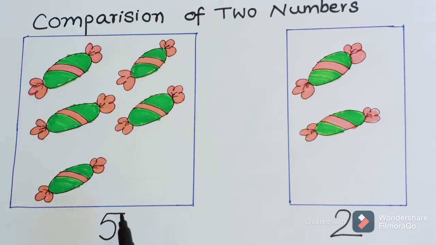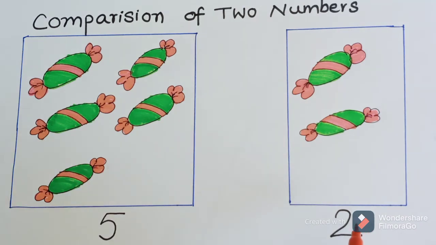So which one is the bigger number in 5 and 2? Yes, 5 is the bigger number. Why? Because it has more number of objects. So 5 is the bigger number. 5 is bigger than 2. 2 is the smaller number and 5 is the bigger number.